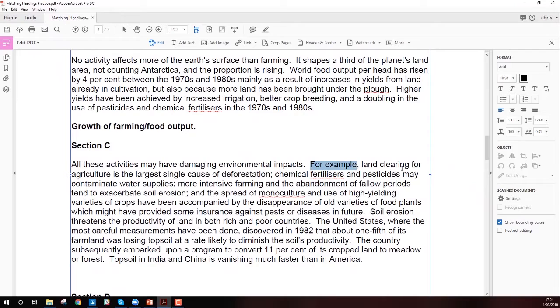So then you can see what they do here is they started off with for example. So from the writing course, you should understand that what is an example? They're supporting their main idea. So this should just be more examples of environmental impacts. Okay, so let's see if it is. Land clearing, chemical fertilizer, intensive farming, soil erosion. Okay, so what this is, environmental impact of farming.